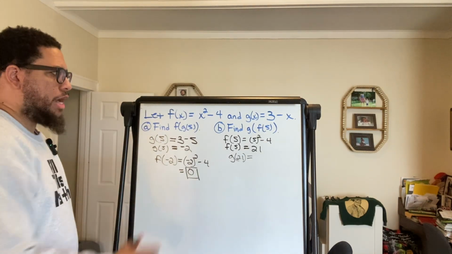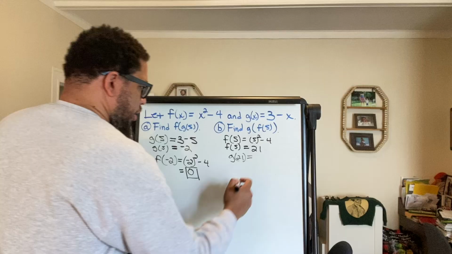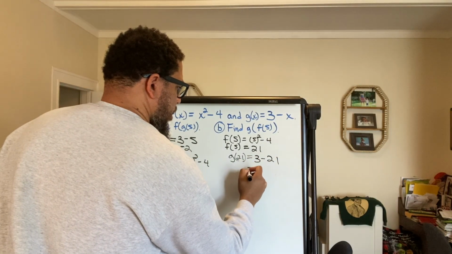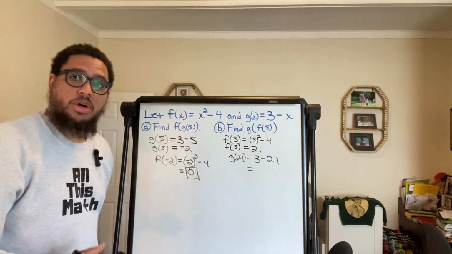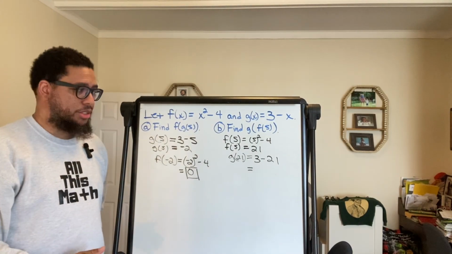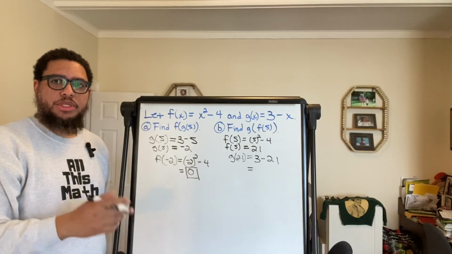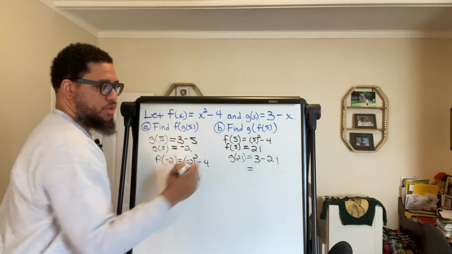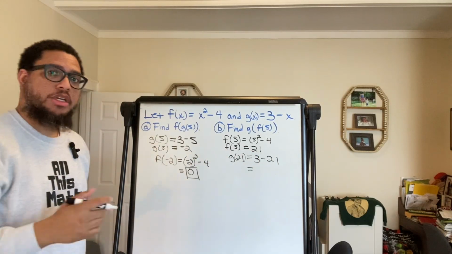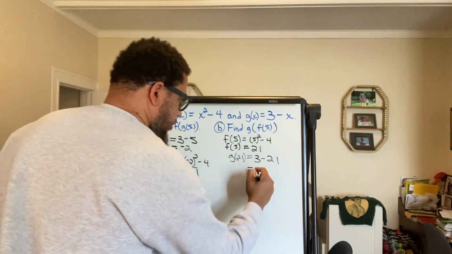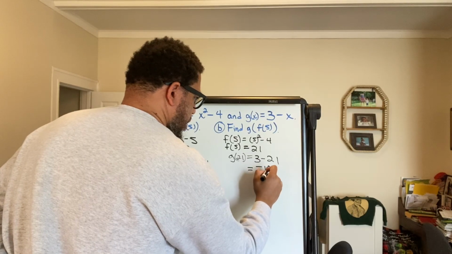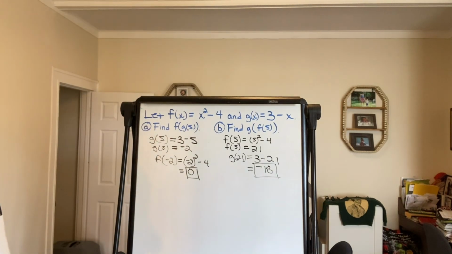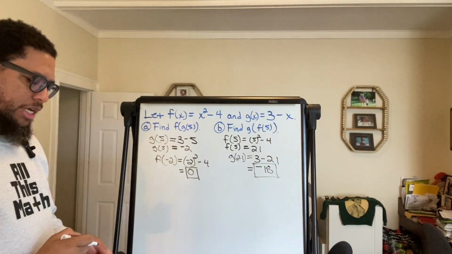G of 21, now I'm going to the g function, is going to be equal to 3 minus 21. Make sure we know how to add and subtract positive and negative numbers. If we start at 3 on the number line, when we subtract, we move to the left. How many spaces? This says move 21 spaces. 3 take away 21 is going to be negative 18. So this is our final answer for our composite function. And that's how we deal with composite functions.